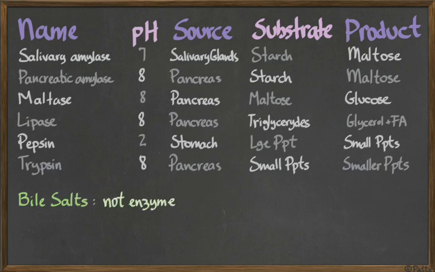And bile salts, they are not enzymes. So you know some enzymes now, we have listed some for you. But bile salts, also known as bile, they are not enzymes. So what are they? Bile salts are emulsifiers. They are like soaps. They work as amphipathic molecules. They have a hydrophilic part and a hydrophobic part, like soaps do.